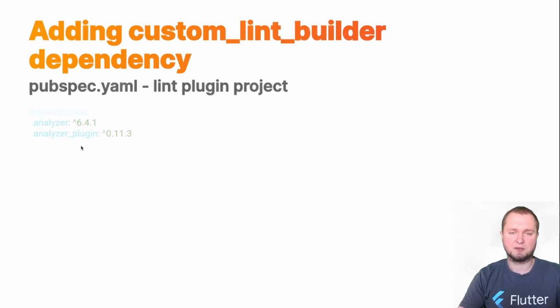So how to create such a rule? First, you need to add a custom_lint_builder dependency to the pubspec YAML of your lint plugin project, not of the app project. And the custom_lint_builder, note the builder suffix. There is also custom_lint without a suffix to use in the app project, but this builder is for the lint plugin project.